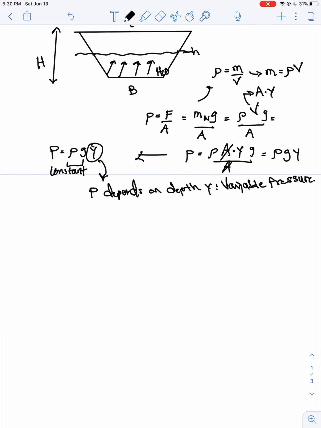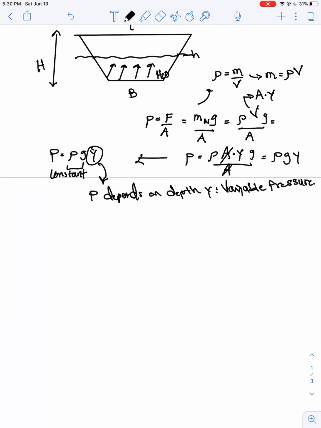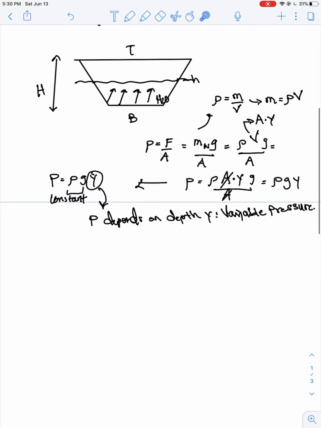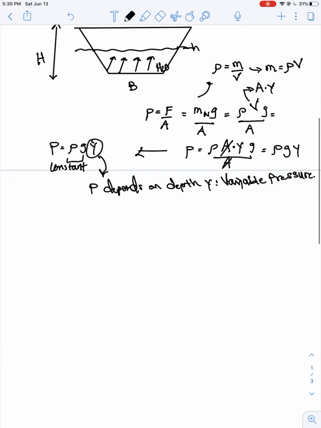So that is one thing that we need to keep in mind when trying to find an expression for the force of the water on the dam: the pressure going down from lowercase h to the bottom of the dam will have a variable pressure.